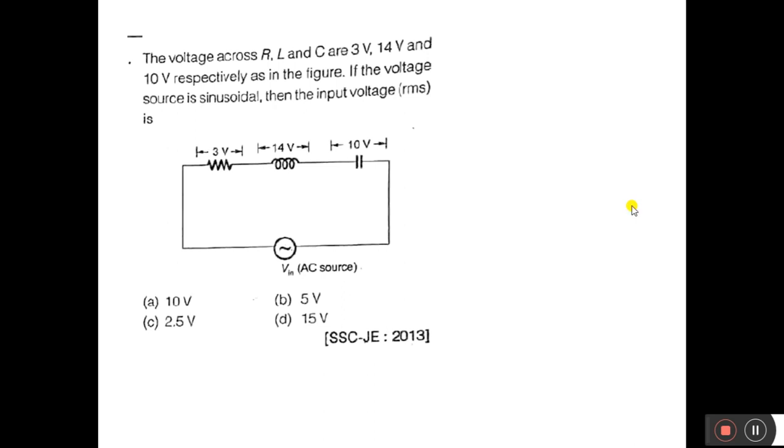Again 2013, the voltages across R, L, C are 3 volt, 14 volt and 10 volt respectively as shown in the figure. If the voltage source is sinusoidal, then the input RMS value? Option A 10 volt, option B 5 volt, option C 2.5 volt, option D 15 volt.